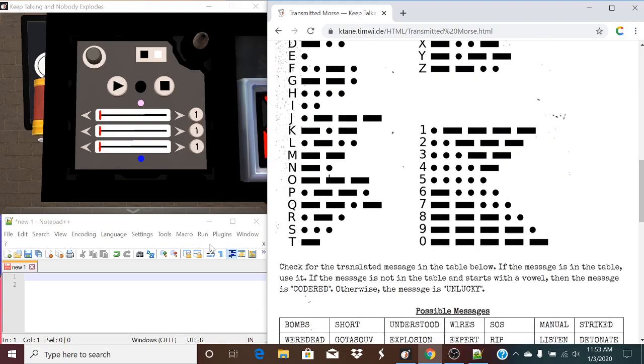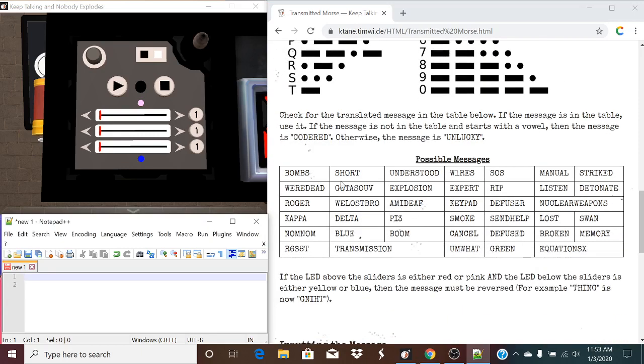Alright, let's take a look at this message. I'm going to write it down the way I usually would, just to make sure that we actually do have the possible message, because it is possible that we cannot get a message in the table. Seems like we're in for a long one. Okay, here we go. Done.